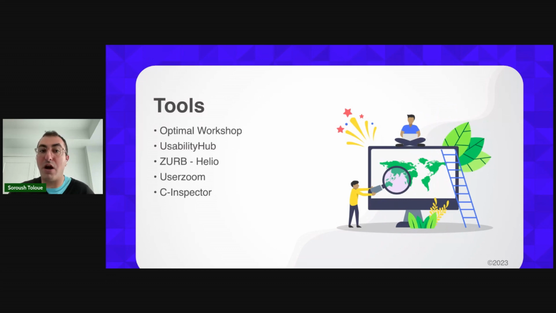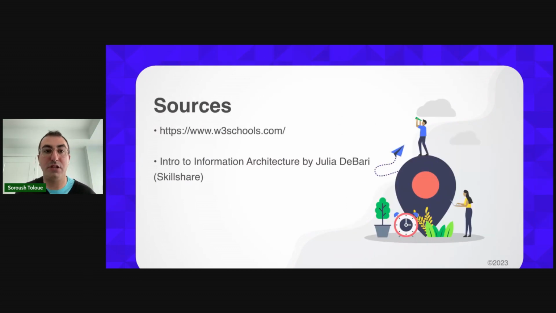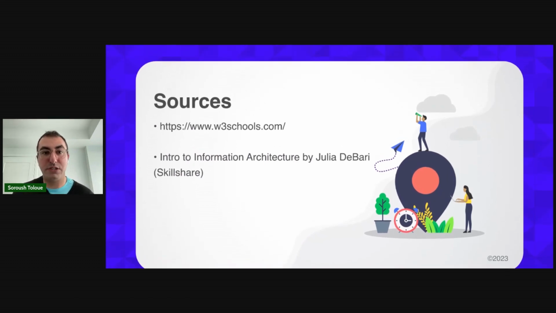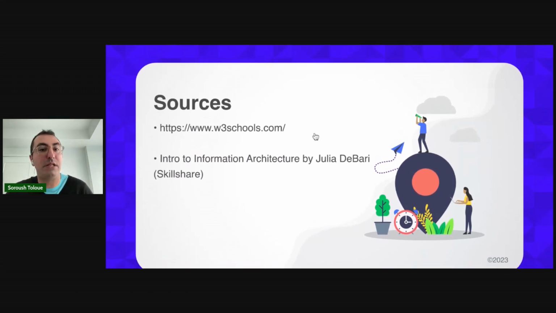Other tools you could use are Optimal Workshop, UsabilityHub, UserZoom, or C Inspector. C Inspector does a good job of tree testing. I would highly recommend you check it out. In terms of resources used to put together this course, I used W3Schools, as well as a course by Julia Dvorkin on Skillshare; many of the materials were borrowed from her.